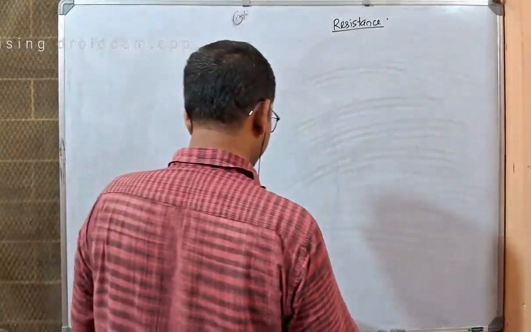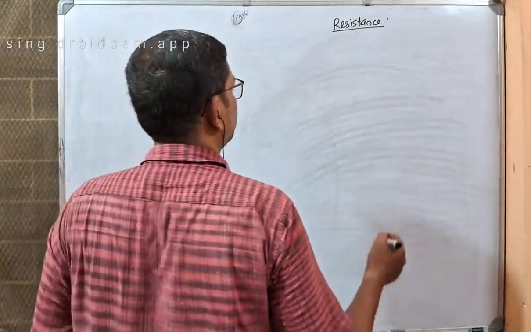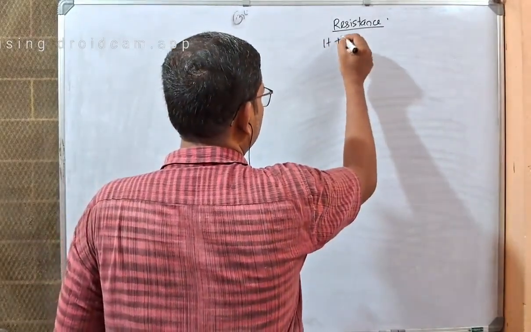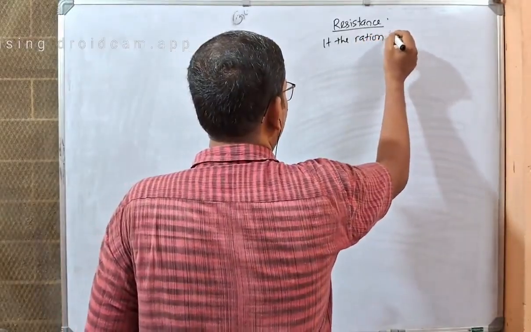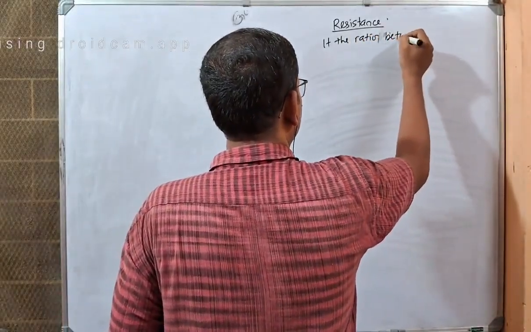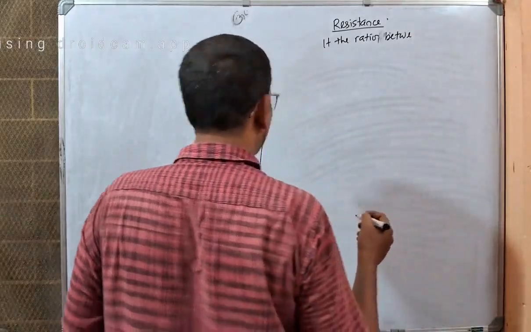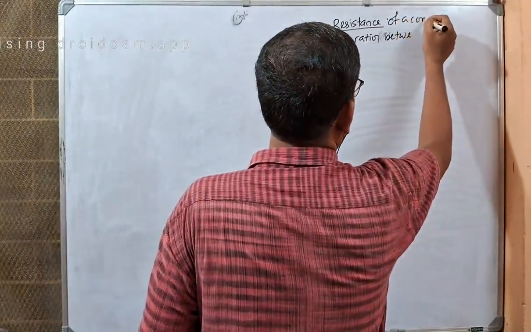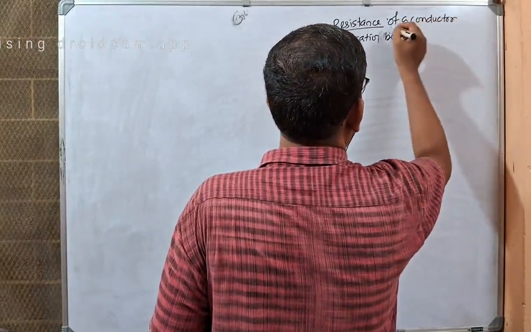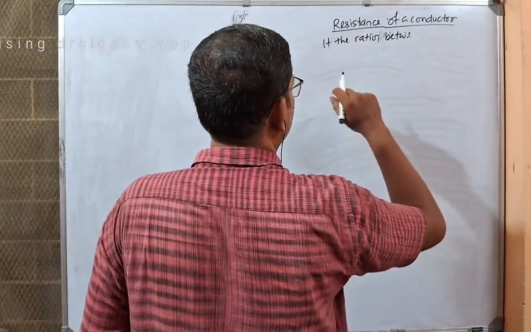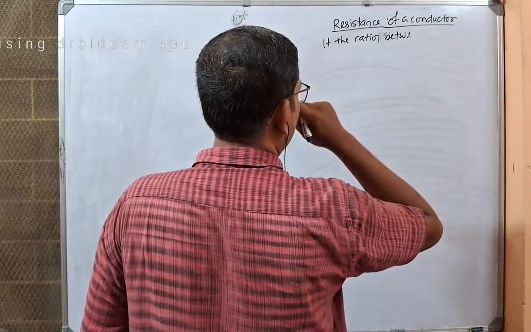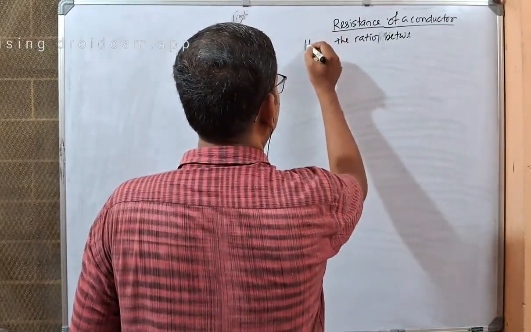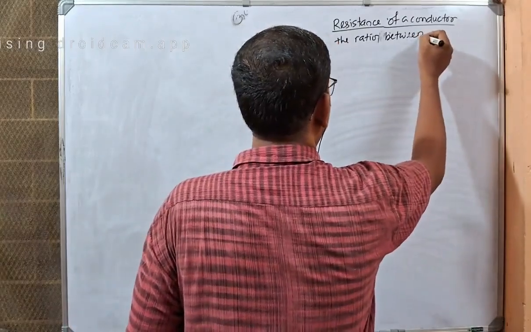Resistance of a conductor is defined as the ratio between the potential difference between the two ends of the conductor to the current through the conductor.